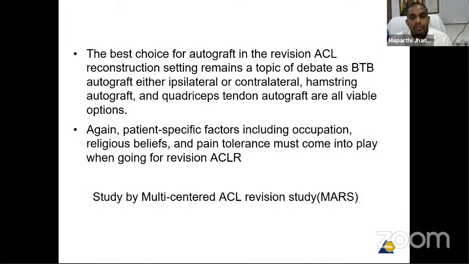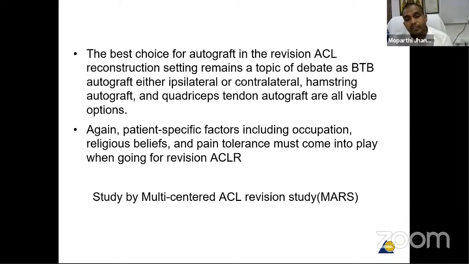The best choice for autograft in the revision ACL still remains a topic of debate, whether a PT bone tendon bone or patella bone tendon graft, either ipsilateral or contralateral. They can use the hamstring autograft, whether in the primary, or even if the tunnel widening is very less, we can again use the hamstring graft, or a quadriceps tendon graft. These are all viable options.